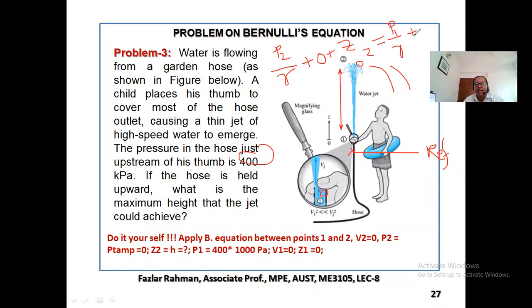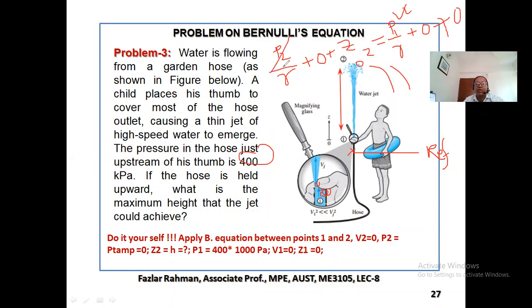Then what is V1? Just below the thumb, the fluid is stopped. Fluid velocity right over here, but over here velocity is 0. So we have V1 square by 2g, that means 0. And what is the height, Z1? This is the reference line, so Z1 is 0. So P1 is given. So easily we can figure out the height, Z2.